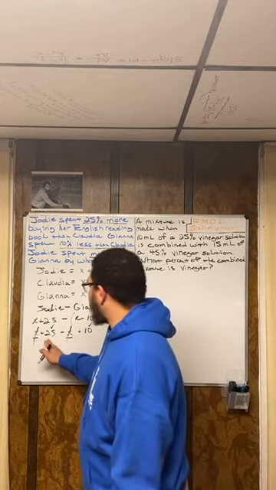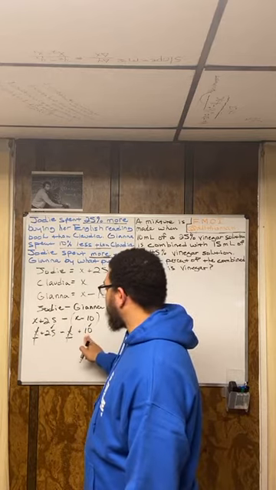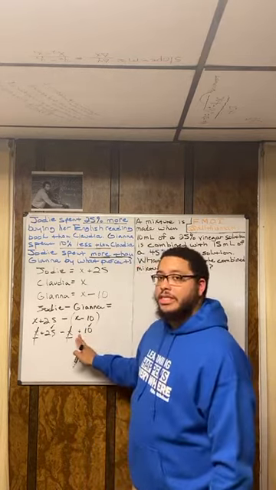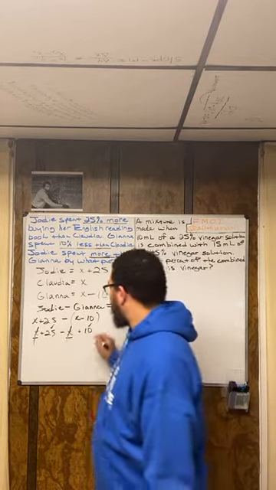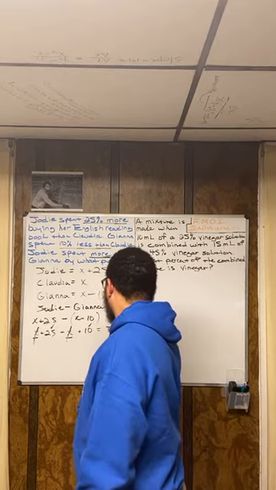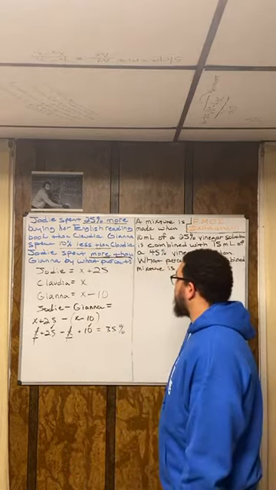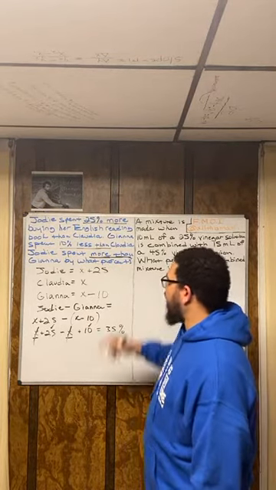And then I have 25 plus 10. Keep in mind, this minus sign has nothing to do with this 10. The operational symbol in front of this 10 is a plus sign. So that means we're doing 25 plus 10, which equals 35, or 35%. So the answer to the question is that Jody spent 35% more than Gianna.